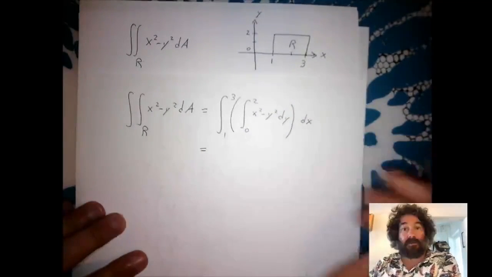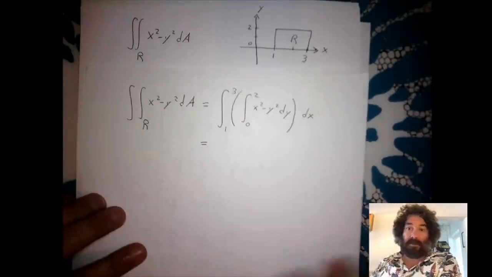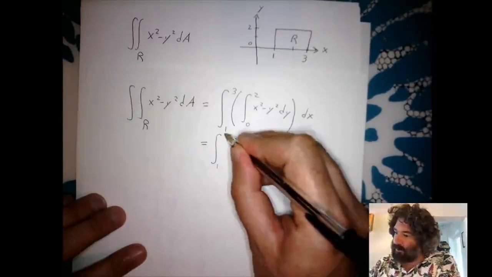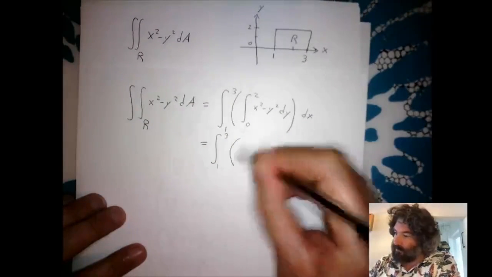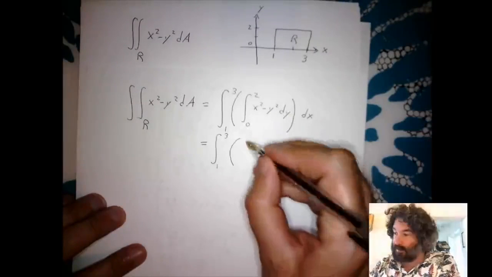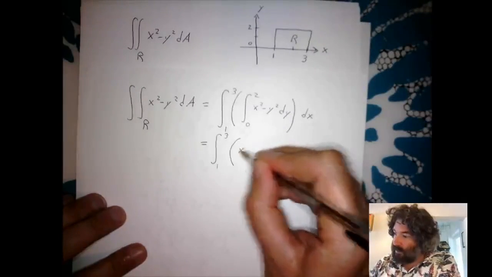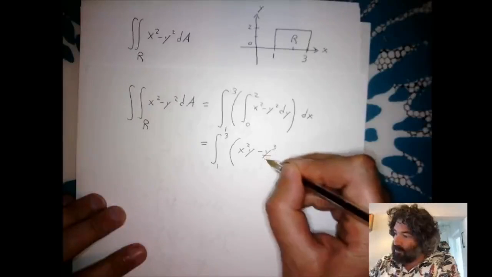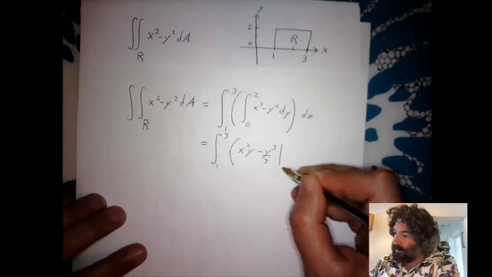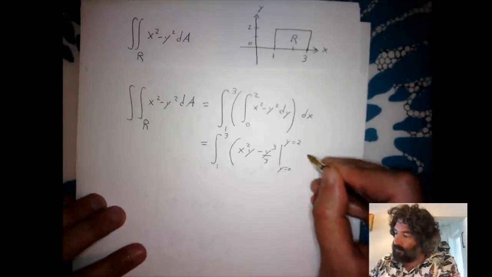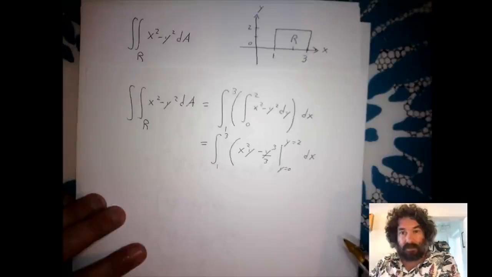All right, and now we follow the same procedure, just doing one-dimensional integrals as we did before. Integral from 1 to 3, find the indefinite integral now with respect to y, where x is held constant. So that's going to be x squared y minus y cubed over 3, evaluated from y equals 0 to y equals 2, dx.